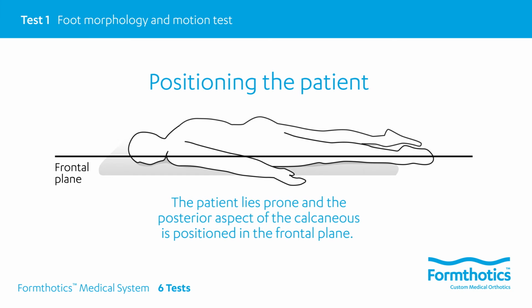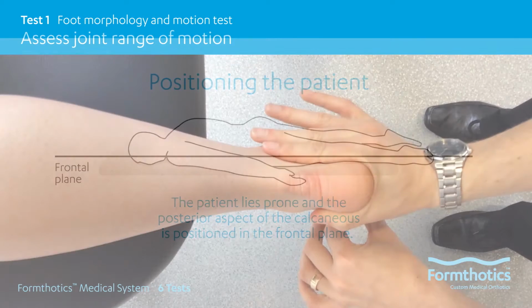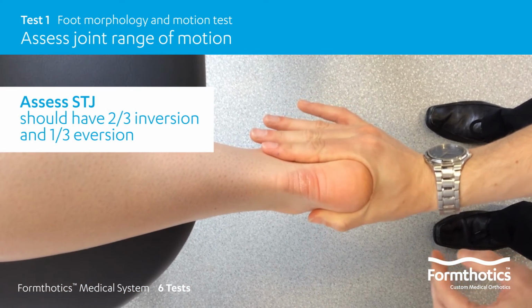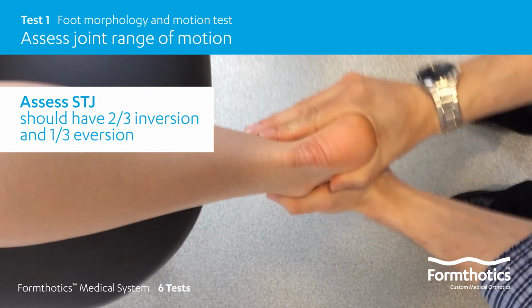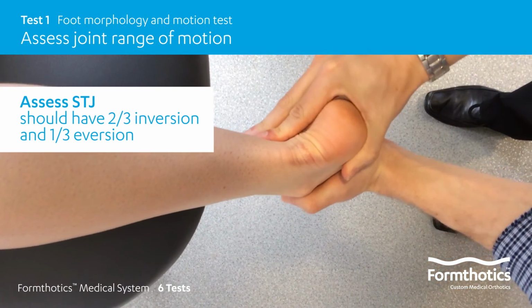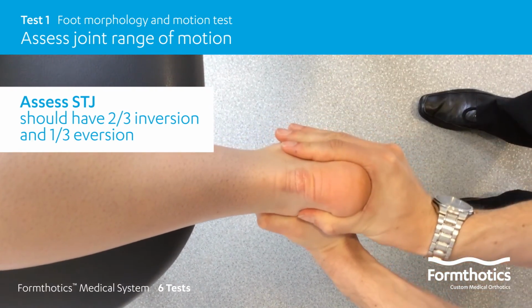The patient lies prone and the posterior aspect of the calcaneus is positioned in the frontal plane. You may need to externally rotate and flex the opposite knee or place a rolled towel under the opposite anterior hip to ensure the limb is in the frontal plane position. First, assess the subtalar joint. It should have 2/3 inversion and 1/3 eversion.